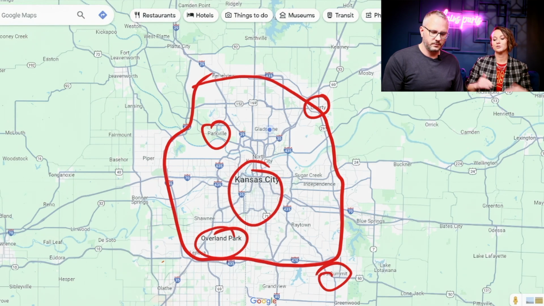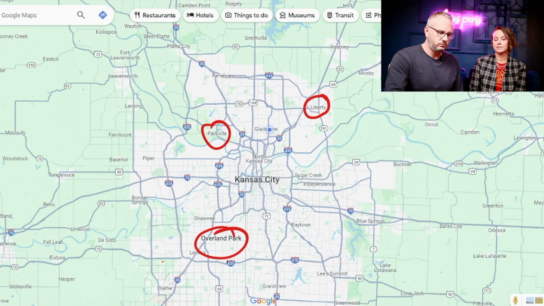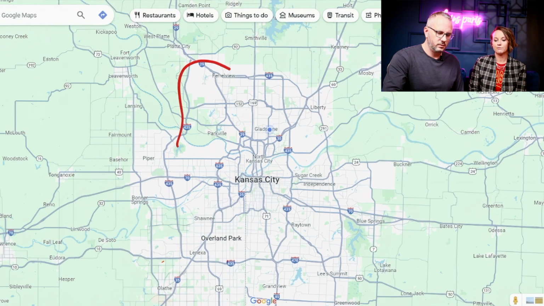And then if you go out to what I would say the next string is going to be our rural area, where you're going to find Smithville and Kearney. Blue Springs, or would you call that? Blue Springs is pretty much like Northland. Yeah. Right outside of there.